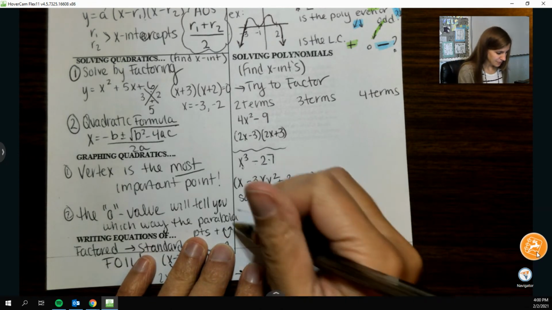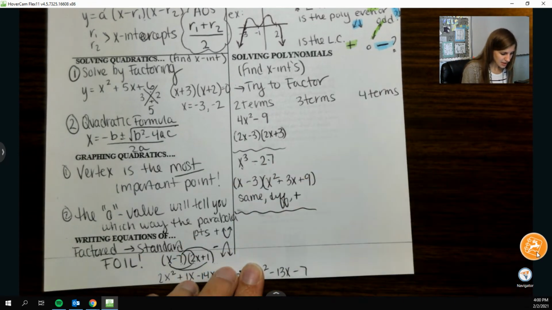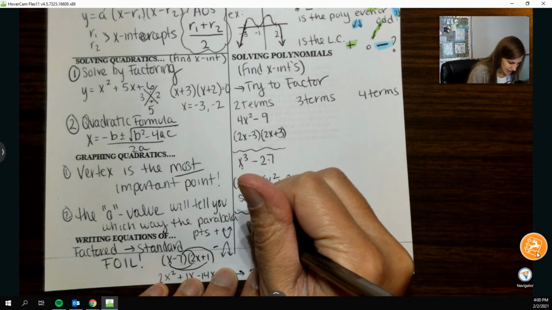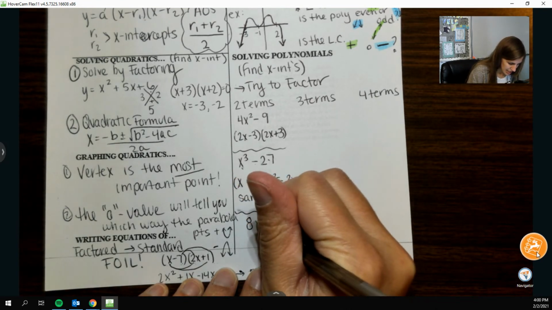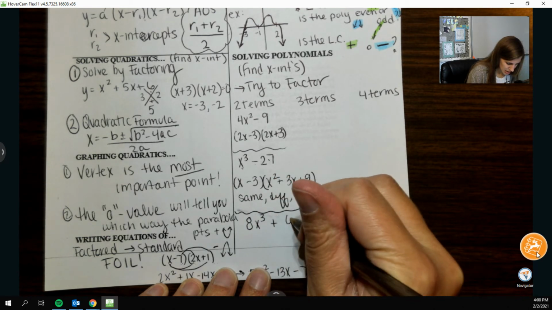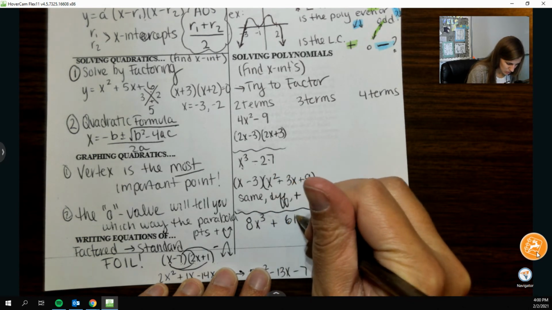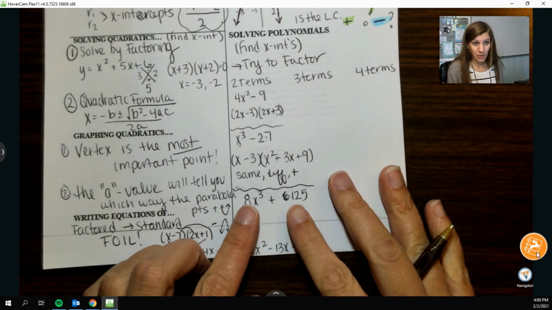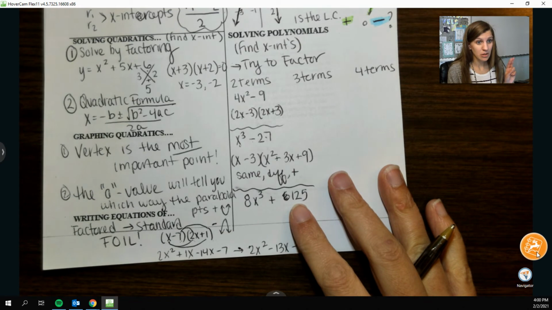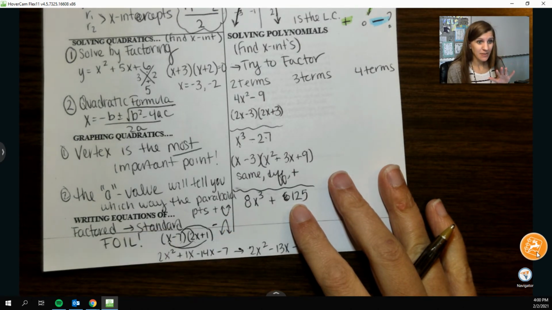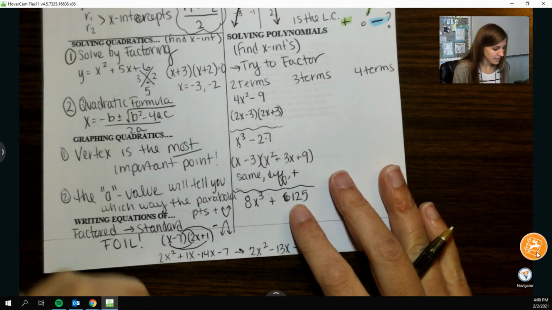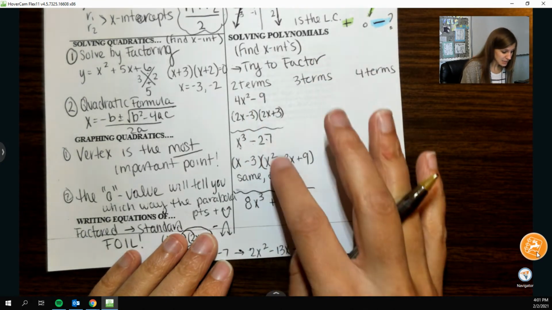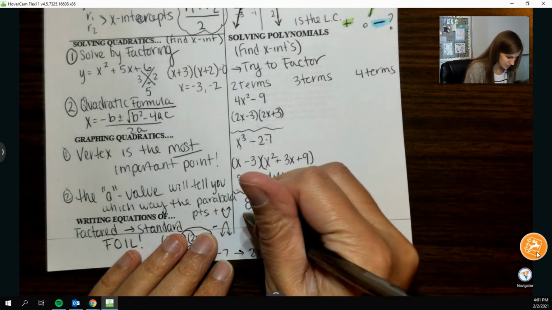Maybe one more like that. Another perfect cube type thing is if I had 8x to the third plus, that's a bad example, 125. These are both perfect cubes because 2 times 2 times 2 is 8, and 5 times 5 times 5 is 125. And it doesn't matter if it's a plus or a minus. Like with perfect squares, it always has to be a minus, but with perfect cubes, it can be whatever.